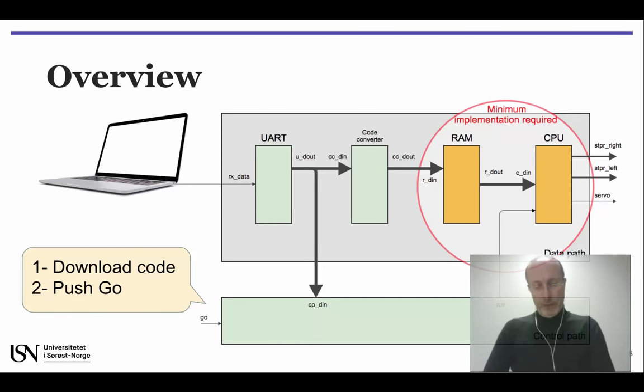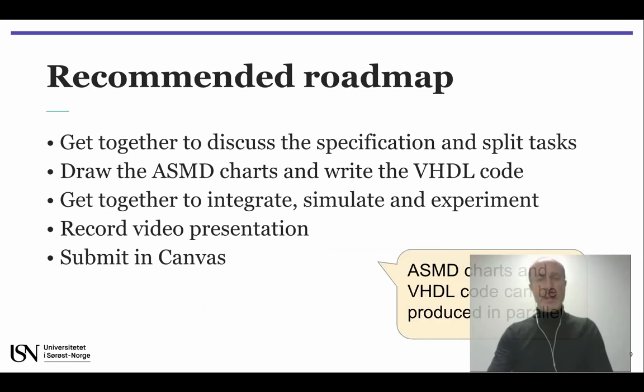The overview of the complete solution may be represented as shown in this slide, where a computer is used to specify the program to be run by the CPU and then to download it to the Basys 3 board using a UART that will store the object code to run. Once the program has been downloaded, you can push the Go button and the CPU should begin its execution.